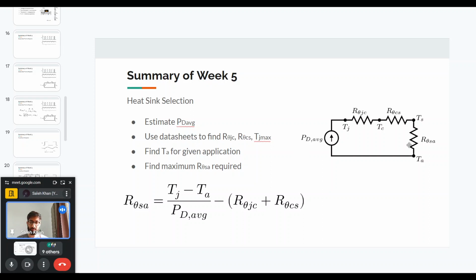And then we use this basic circuit to find the maximum thermal resistance of the heatsink that is required. Basically, if we substitute Tj as Tj max in this formula, it will give us the maximum thermal resistance that the heatsink can have. The heatsink should ideally have less thermal resistance than what this expression will give us, as we'll see later on.